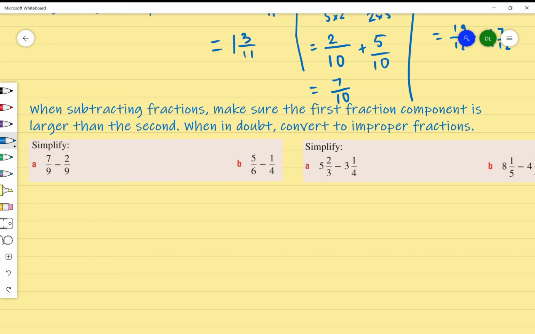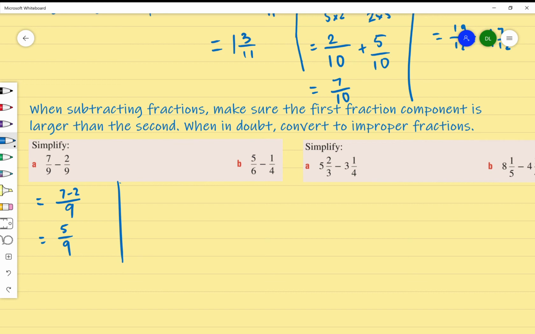So 7 over 9, take away 2 over 9. It's actually pretty similar to adding fractions, right? So 7 over 9, well, we've got the same denominator. So I'm just going to write equals 2 over 9, because we keep the denominator, and we take away the numerator. So 7 take away 2 would give me an answer of 5 over 9. And that's it. Let's go ahead and do the second example over here.